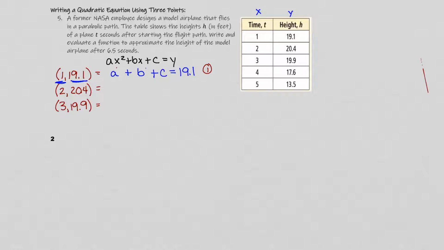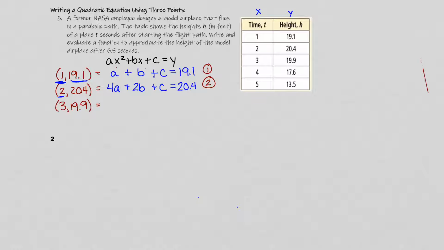All right, a on this next equation is being multiplied by x squared, and x is 2. 2 squared is 4, so I have 4 times a, or a times 4, okay? But we're used to seeing that coefficient in the front. And then it's plus b times x. Well, x is 2, so I'm going to have 2 times b. We don't know c, and it's not being multiplied by x or y, but it equals y, which is 20.4. So there's my equation 2.